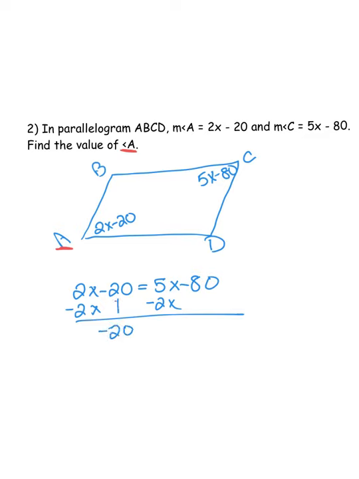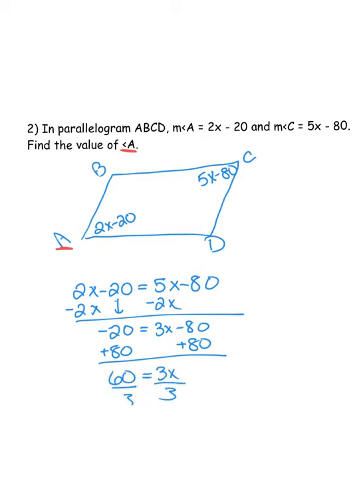Make sure when you copy this 20, you take the sign with it. 3x minus 80. We're going to move our numbers to the other side. When I solve, I get that x is equal to 20. Go back and read. They want angle A.